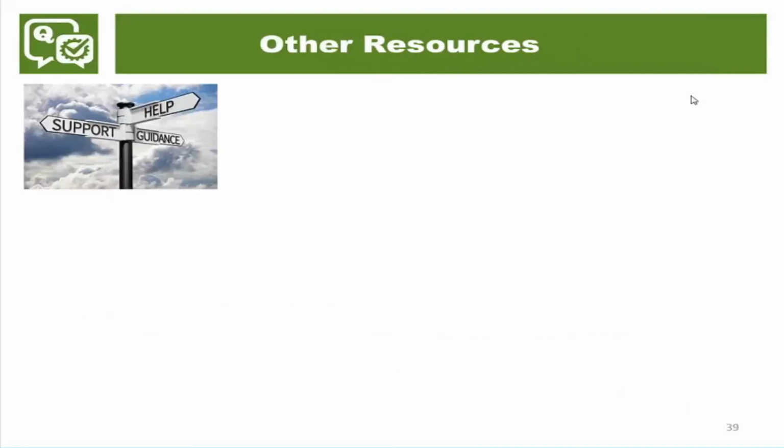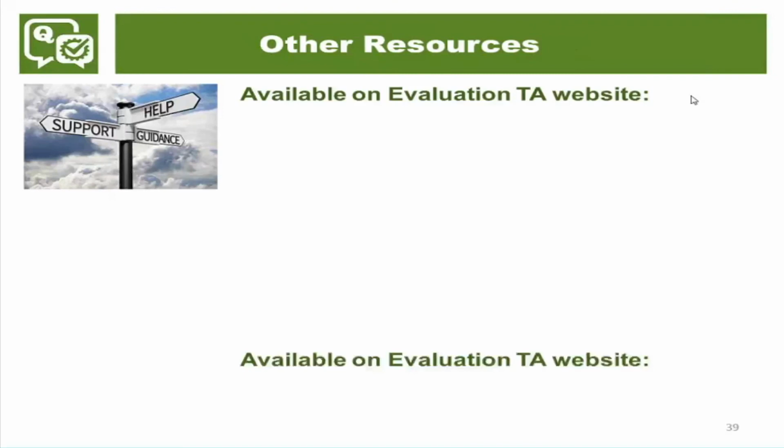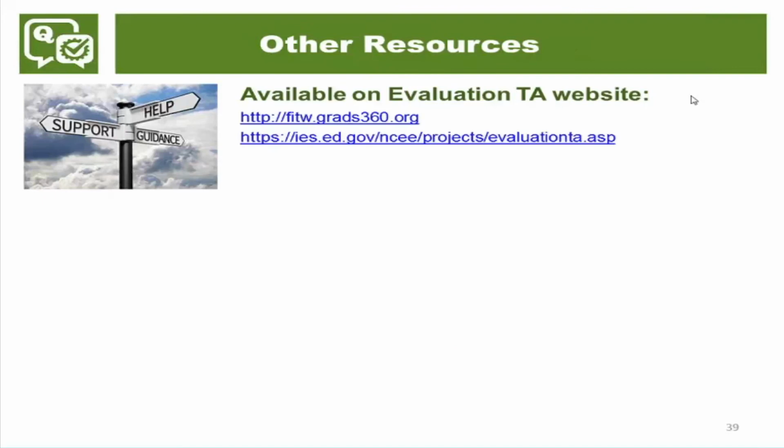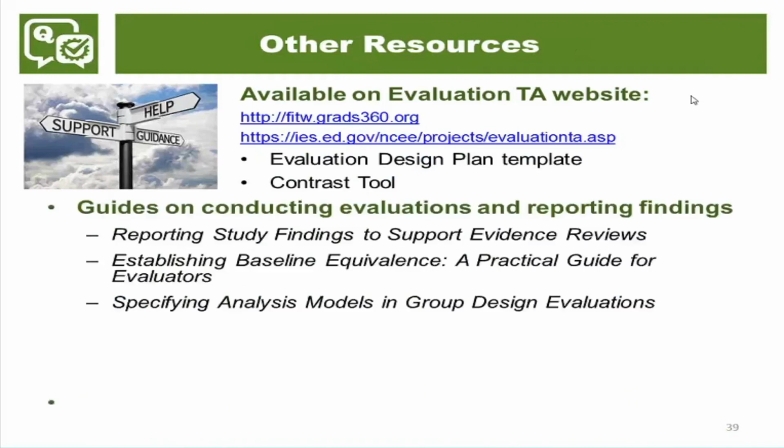In addition, there are other resources outside of what the WWC has produced, already available on the Evaluation TA website. There are two different websites. One is the First in the World website, which is the first link here, and the second link is for an evaluation TA website that is supported by IES that is relevant across different grant programs. Already on the IES website is the evaluation design plan template that you were encouraged to use in describing your evaluation plans, and the contrast tool.